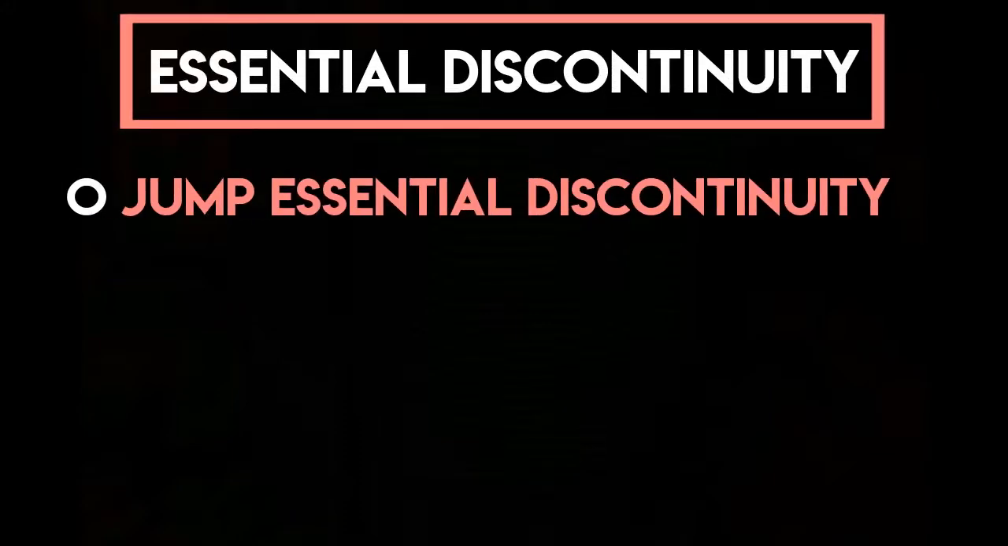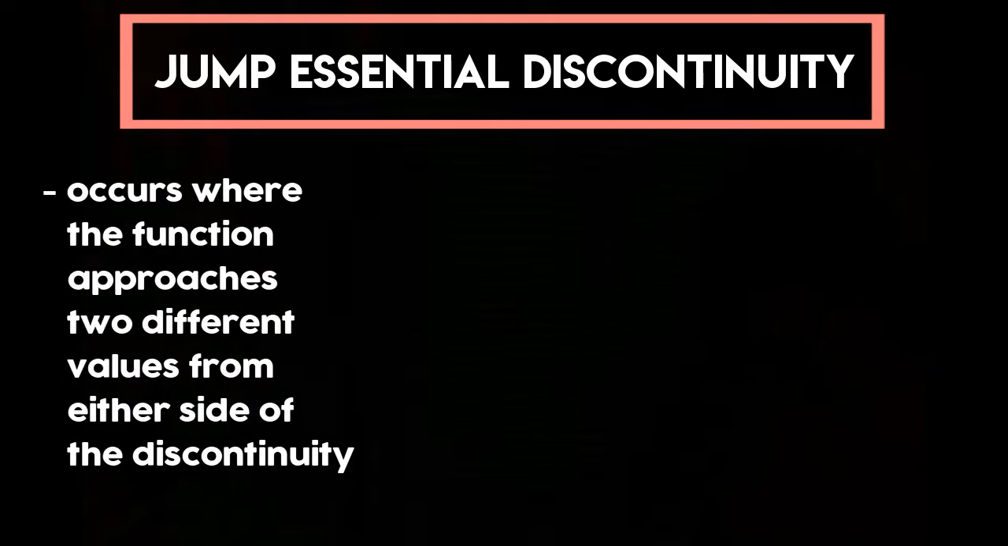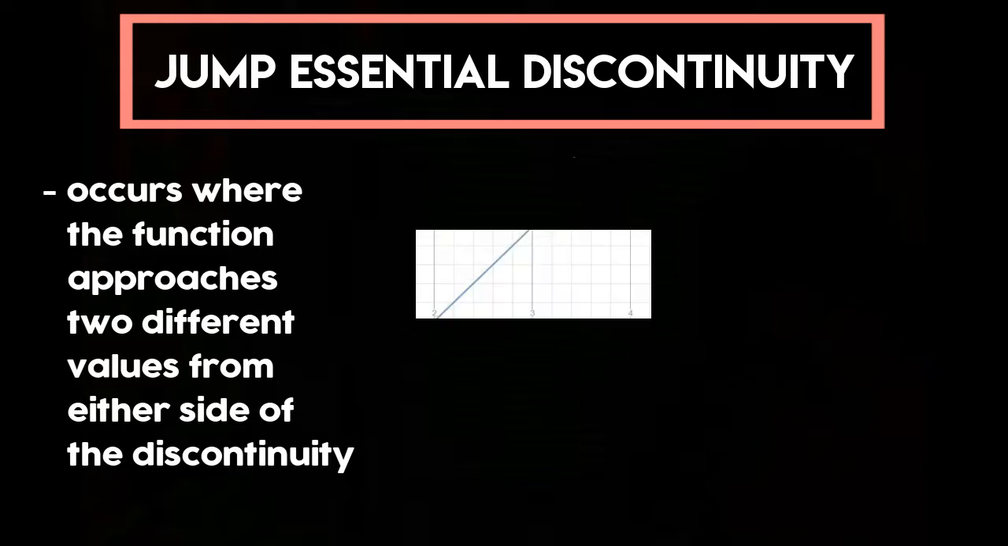Now that we're done with the first type of discontinuity, it's time to move on to the essential discontinuity, which includes jump essential discontinuity and infinite essential discontinuity. The jump essential discontinuity occurs where the function approaches two different values from either side of the discontinuity. To further explain, let's have an example.